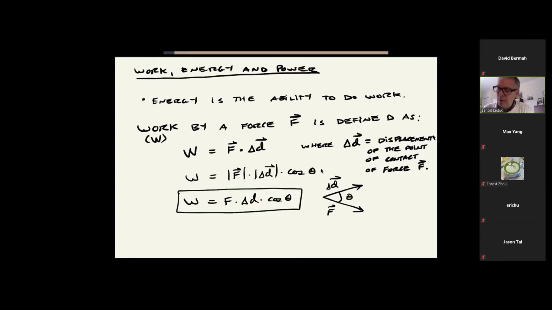Okay. By the way, whenever I put something in orange, you don't have to take notes of this, right?